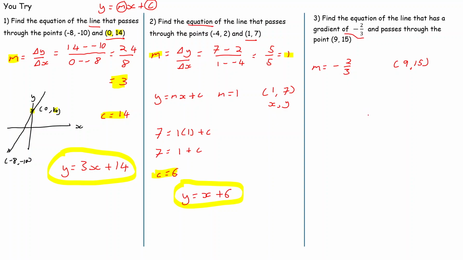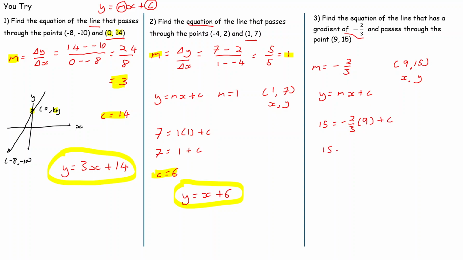stuff that we've done before now. So we know that the equation of a line is going to be y equals mx plus c, where this 9 is my x coordinate, that 15 is my y coordinate, and I just put everything into my equation to find c. So my y coordinate here is 15, so 15 is equal to my m value, which is minus 2 over 3, so minus 2/3. My x coordinate is equal to 9. My c value I'm trying to find, so plus c.